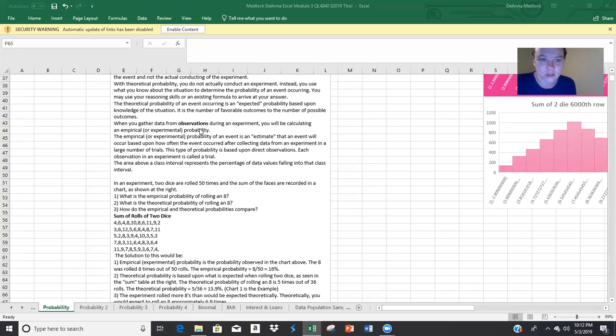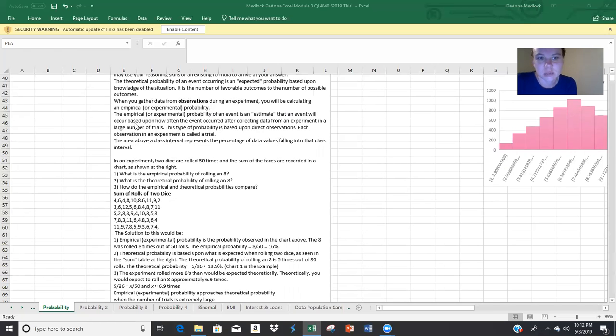So when you gather data from observations during an experiment, you will be calculating an empirical or experimental probability. The empirical or experimental probability of an event is an estimate that an event will occur based upon how often the event occurred after collecting data from an experiment in a large number of trials. This type of probability is based upon direct observations. Each observation in an experiment is called a trial.